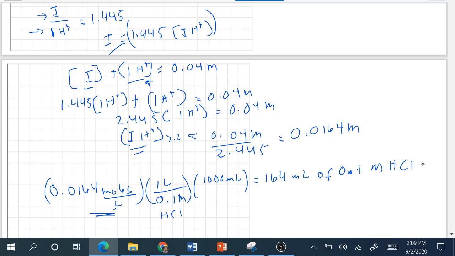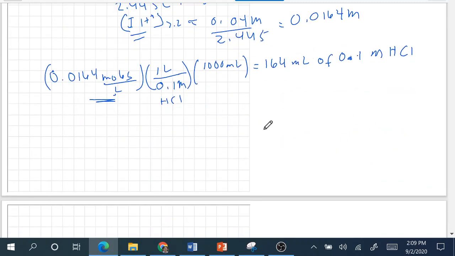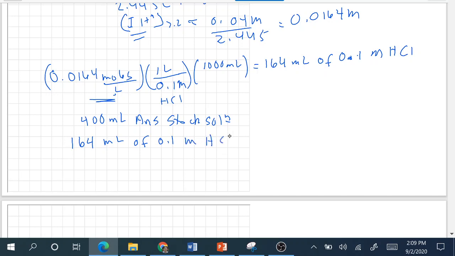So how would we prepare this buffer? We would take 400 milliliters of our anserine stock solution, but that's at pH 8.27, remember? So then we need to add 164 milliliters of the 0.1 molar HCl solution to bring us to a pH of 7.2. And then we're going to add distilled water to total 1 liter.